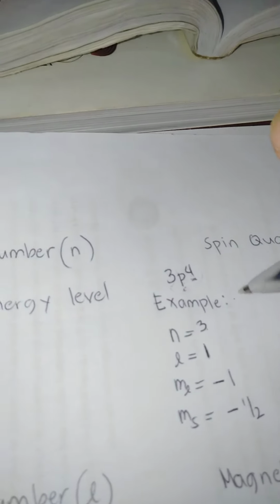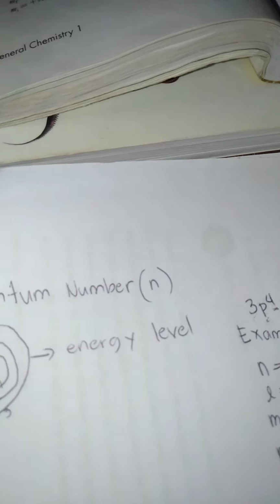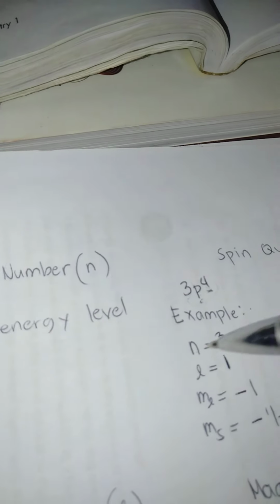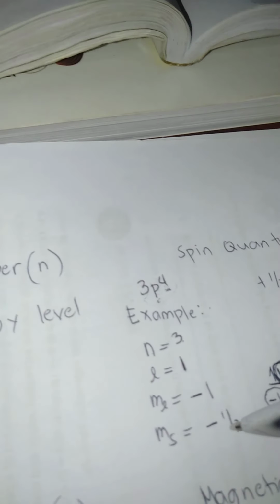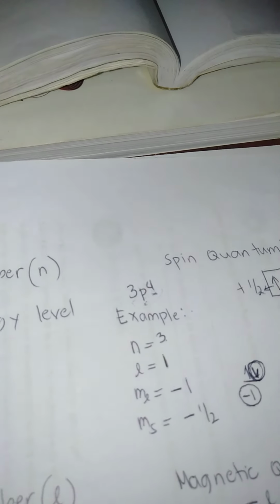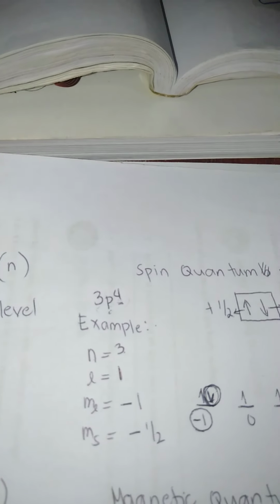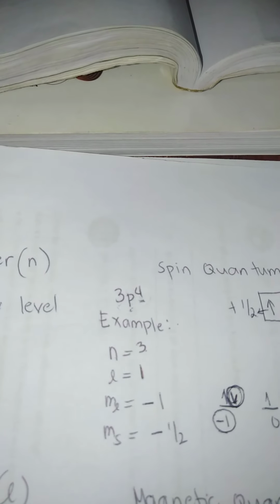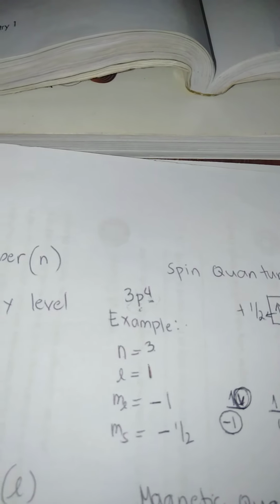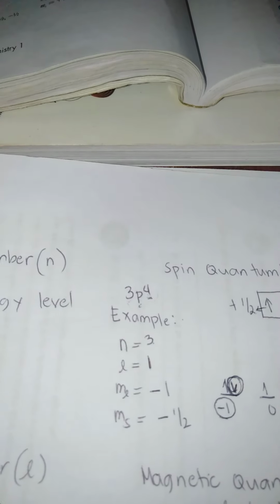So the quantum numbers of our example 3p4 are: n is 3, l is 1, m sub l is -1, m sub s is -1/2. I hope that you can do on your own how to find the location of an electron using these 4 types of quantum numbers.